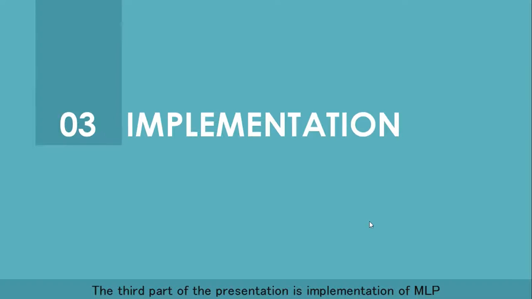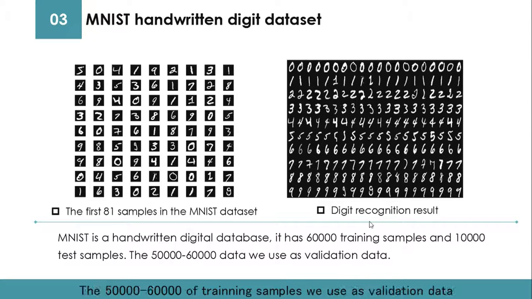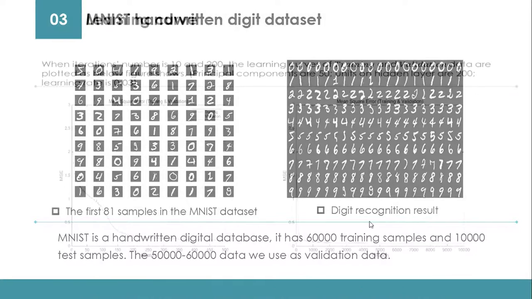The third part of the presentation is the implementation of MLP. The data we use is the MNIST handwritten digit dataset, which has 60,000 training samples and 10,000 test samples. The 50,000 to 60,000 data of training samples we use as validation data.